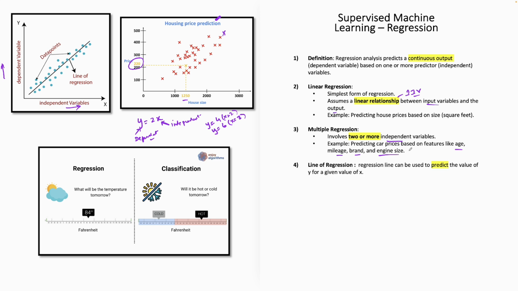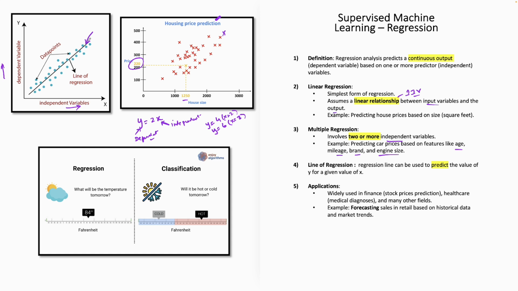Then we talk about line of regression. Here, if you see, this is what we call the line of regression. This line of regression can be used to predict the value of y for a given value of x. Whatever algorithm you are using, I just gave you a simple example like y equal to 2x, but remember, this regression line helps to predict the value of y for a given value of x.